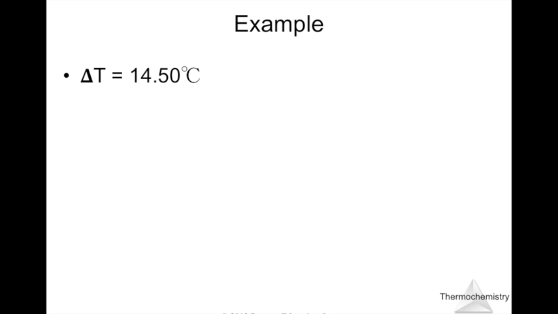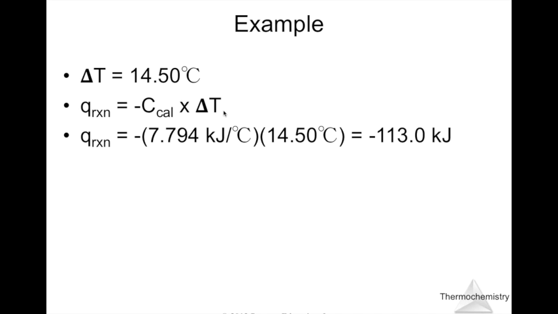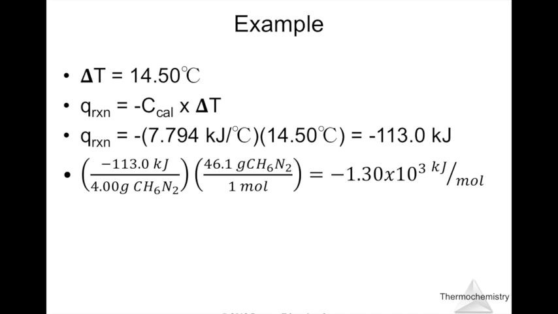Okay, so we've got our delta T. That was easy. So the heat of our reaction, the Q of our reaction, is just the negative of the heat capacity of our calorimeter times our delta T. So there's our heat capacity, there's our delta T, so negative 113.0 kilojoules. And again, they asked for us per mole of our substance. So we had 4 grams of our substance, and we convert that to moles. And so you have negative 130 times 10 to the third kilojoules per mole of our methyl hydrazine.